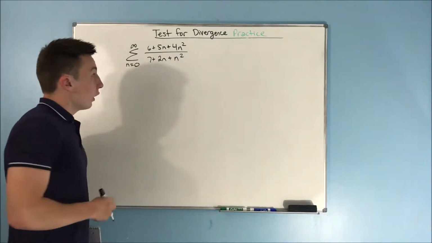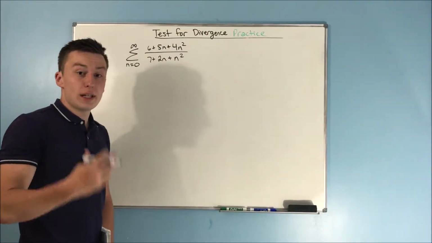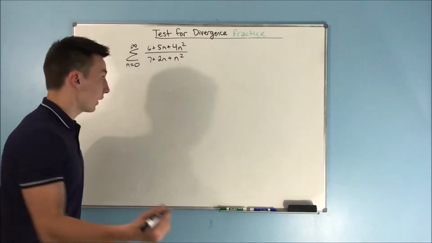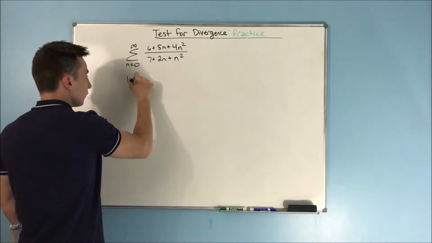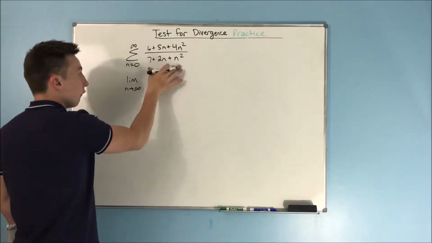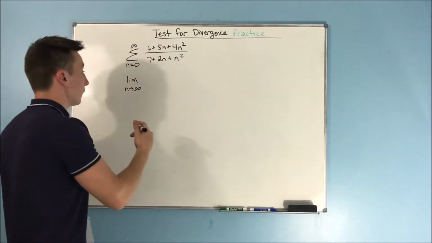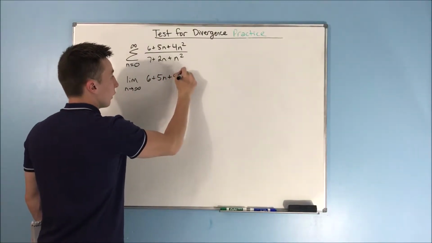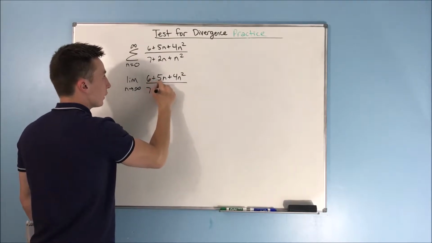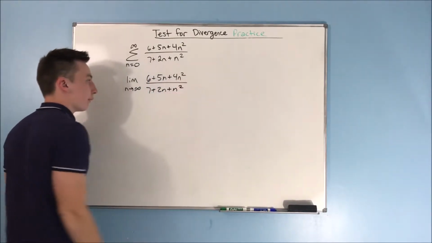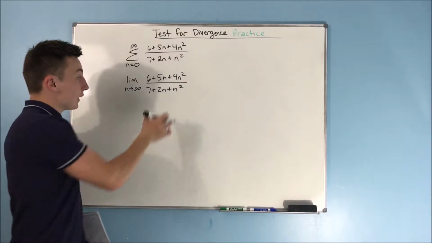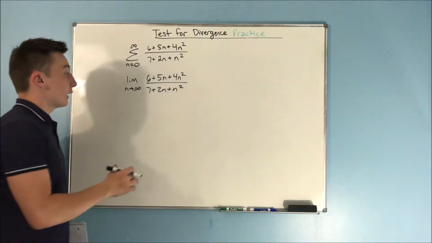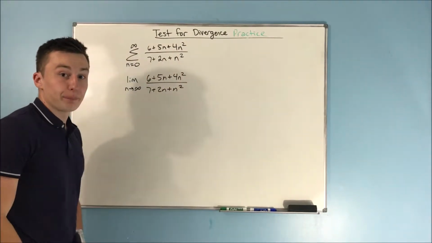Alright, so in this video, we're going to be doing some practice with the test for divergence, okay? Now, all the test for divergence is really saying is that we're going to be taking a limit as n approaches infinity of our a sub n, which in this case is going to be (6 + 5n + 4n²)/(7 + 2n + n²). Okay? Now, if this limit is not equal to 0, then we know that our series diverges.